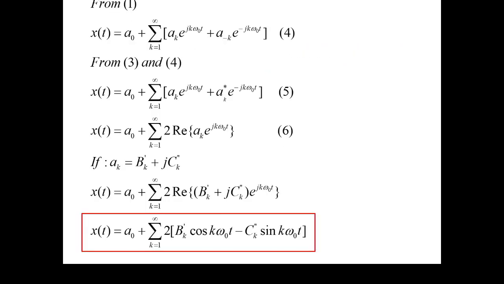So another form of this Fourier series equation is x(t) equals a naught plus summation of k equals 1 to infinity of 2 of b dash k cos of k omega naught t minus c double dash k sin of k omega naught t. Again over here, the signal x(t), which is periodic in nature, can be constituted of various sinusoidal waves.